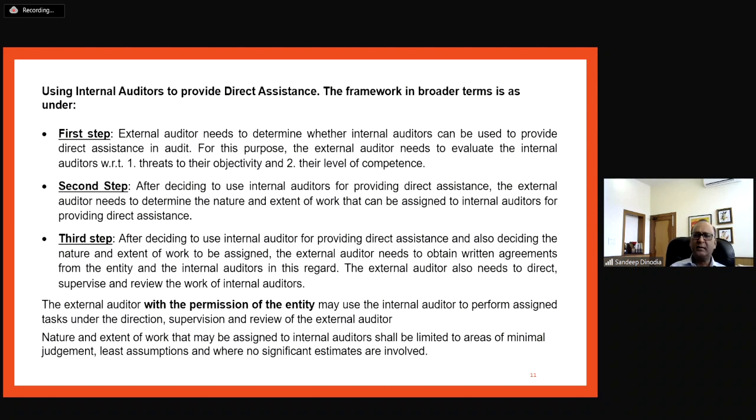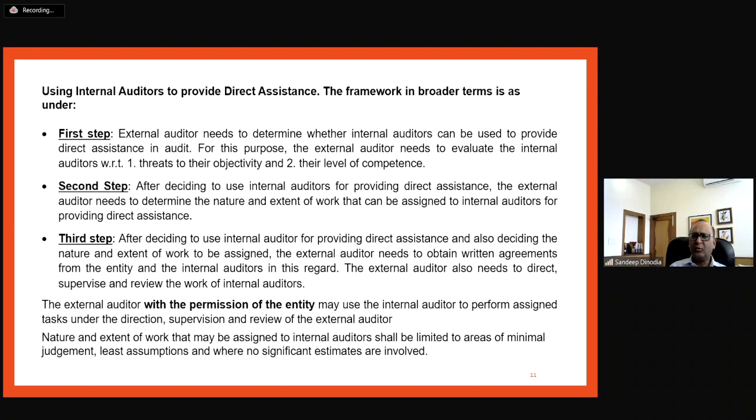After deciding to use the internal auditor for providing direct assistance and also deciding the nature and extent of work to be assigned, the external auditor needs to obtain written agreements from the entity and the internal auditor. So this is extremely important. We need to have a written agreement not only with the internal auditor, but also with the entity being audited, that we are going to use the internal auditor to provide direct assistance to us, and these aspects are going to be done.